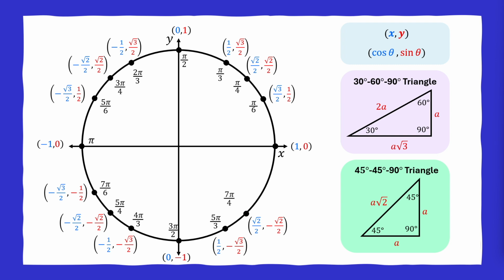At 11 pi over 6 radians, the reference angle is pi over 6, and the triangle is in the fourth quadrant. The x-coordinate remains positive, while the y-coordinate is negative, resulting in coordinates of √3 over 2 and -1/2. These are some of the most common radian measures along with their corresponding cosine and sine values on the unit circle. Understanding these values helps in solving trigonometric equations, analyzing periodic functions, and recognizing patterns in the unit circle.